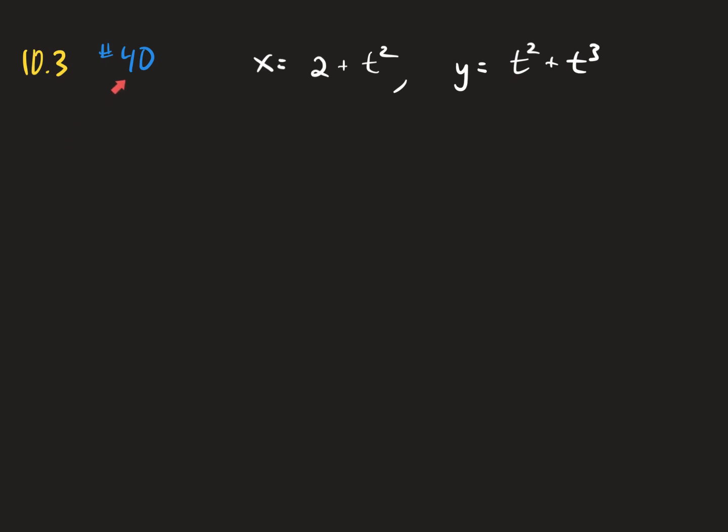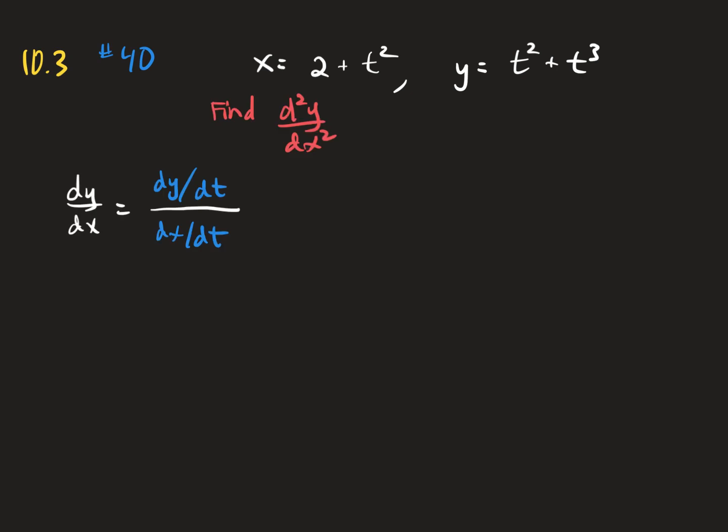In this problem, they ask about when the curve is concave up and when the curve is concave down. So we will need the second derivative. We'll begin by finding the first derivative, dy/dx. That would be equal to dy/dt over dx/dt. We could leave it like this, or we can simplify this to 1 plus 3/2 t. It wouldn't make a difference.